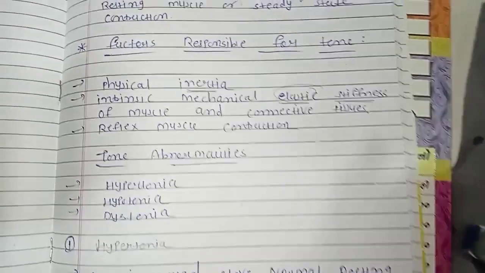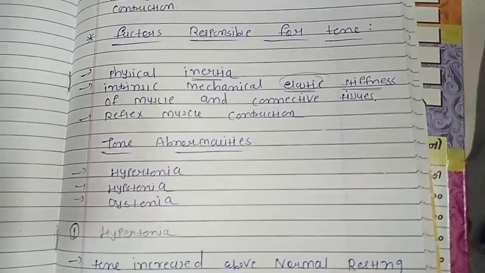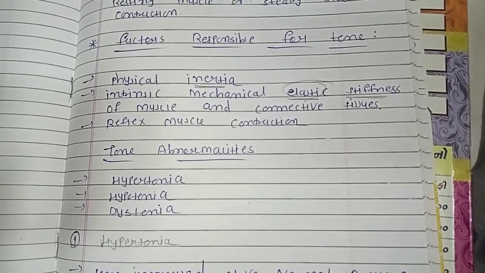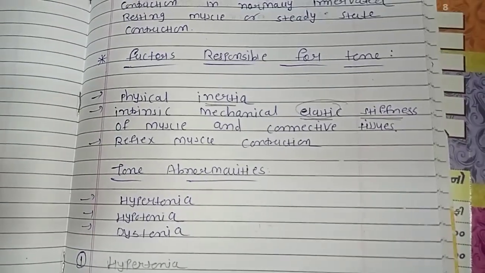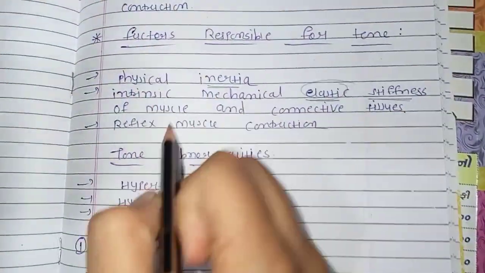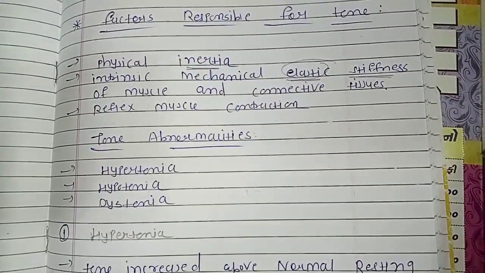The elasticity property of the muscle is because of the proteins, you know about actin and myosin, right? Then reflex muscle contraction, the reflexes, about deep tendon reflexes, right, and all.